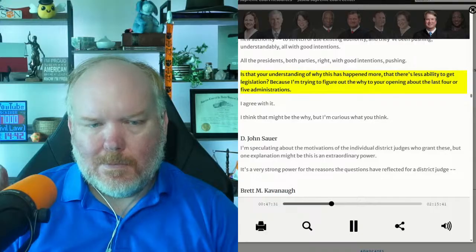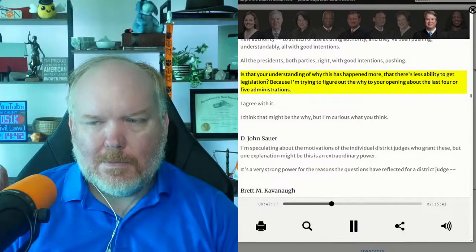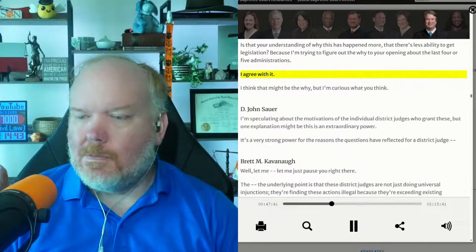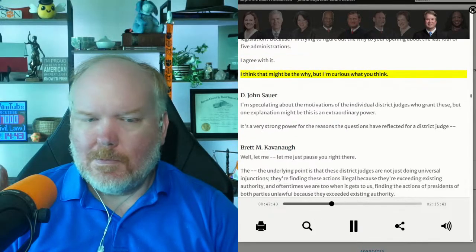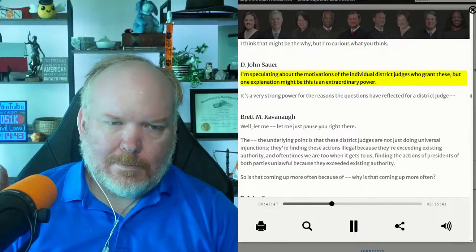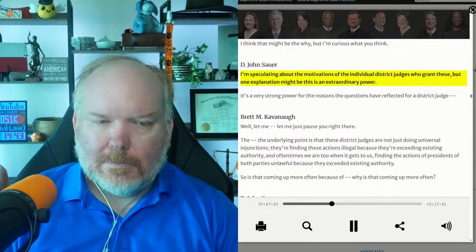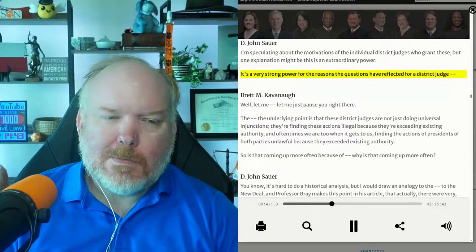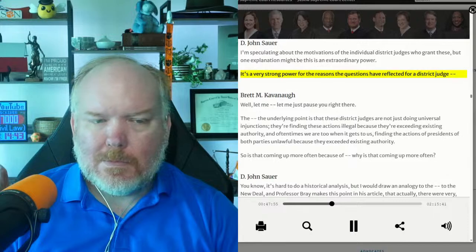Is that your understanding of why this has happened more, that there's less ability to get legislation? Because I'm trying to figure out the why to your opening about the last 4 or 5 administrations. I agree with it. I think that might be the why, but I'm curious what you think. I'm speculating about the motivations of the individual district judges who grant these, but one explanation might be this is an extraordinary power. It's a very strong power for the reasons the questions have reflected.